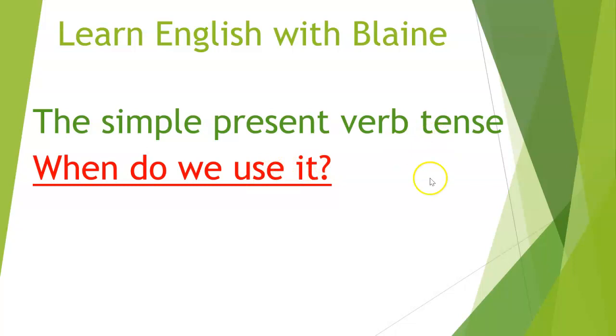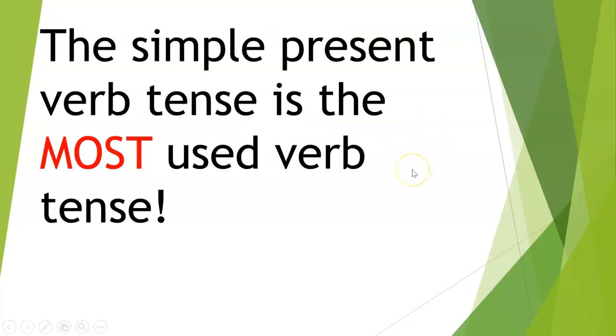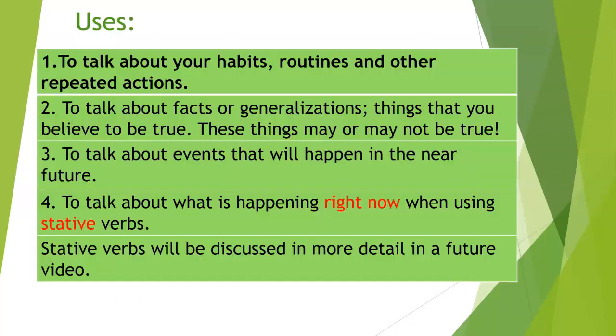So one thing to keep in mind about this verb tense is that the simple present verb tense is the most used verb tense in English. So it's really important that we learn all the different ways that we use it. Now, there are 4 uses for this verb tense.